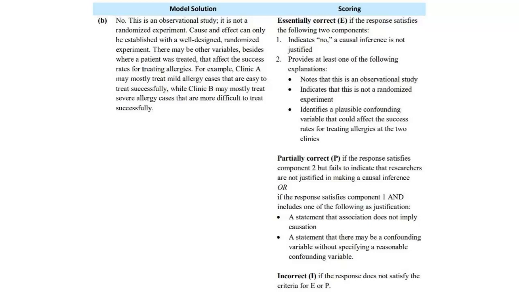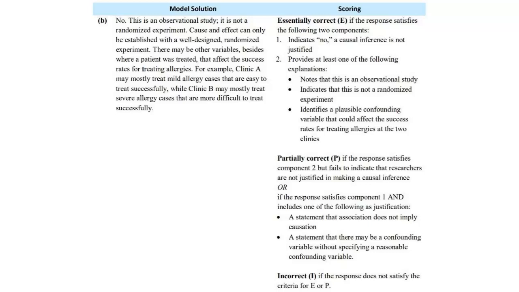So to get it essentially correct, you had to have the following two components. You had to have a no, you can't determine cause and effect from an observational study. And then you had to have at least one of the following explanations. You either had to say it's an observational study, or you had to talk about the fact that there's no random assignment, or you had to say that there's a possible confounding variable that could affect the success rates for these two clinics. Any of those three ideas to go along with your no is an essentially correct.